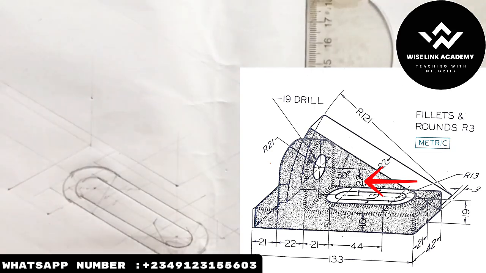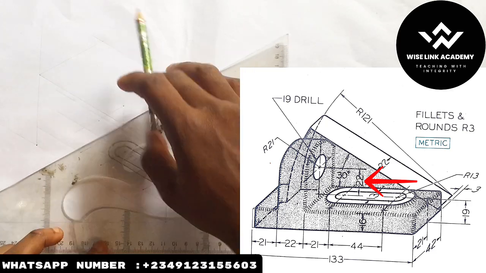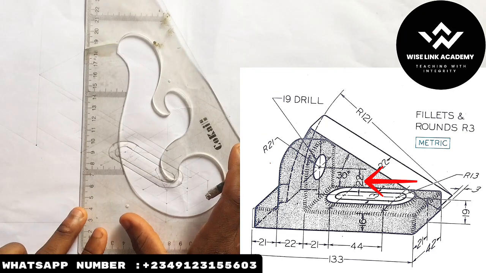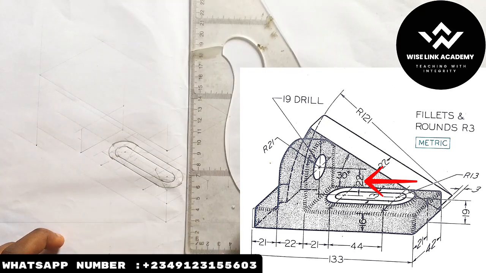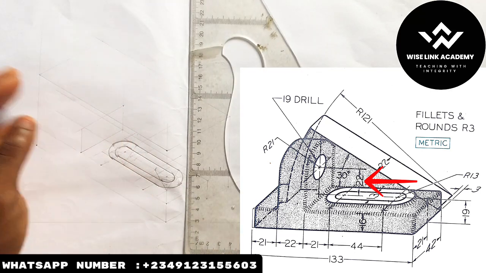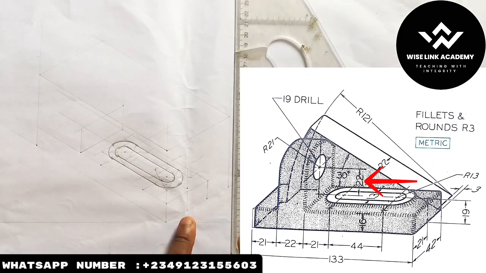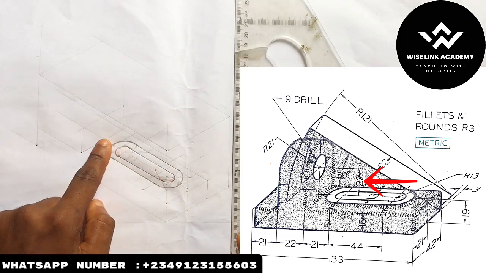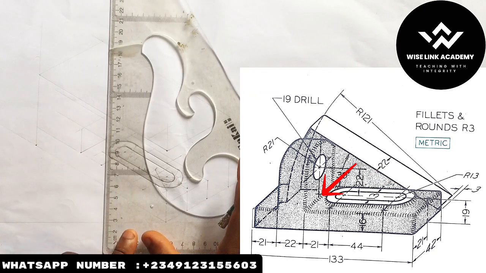This point 22 here, I'll take it down with a faint line, and I'll connect this one to it. So this is what I have here, right? When I'm done with the connecting, my next task now is that this point 19 I drew, this point here, I'll take that point upward.